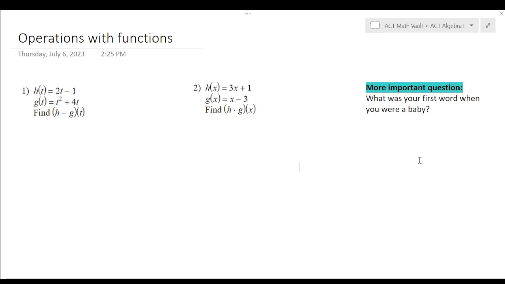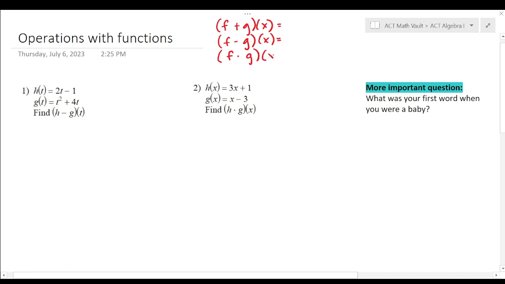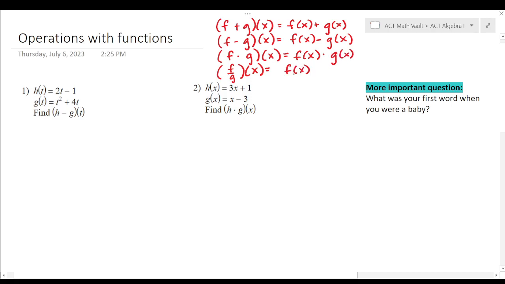So just a few notes that I think we should take on the top are that if you had, say, f plus g of x and f minus g of x and f times g of x and f over g of x, that is the same thing as just f of x plus g of x, f of x minus g of x, f of x times g of x, and f of x over g of x.